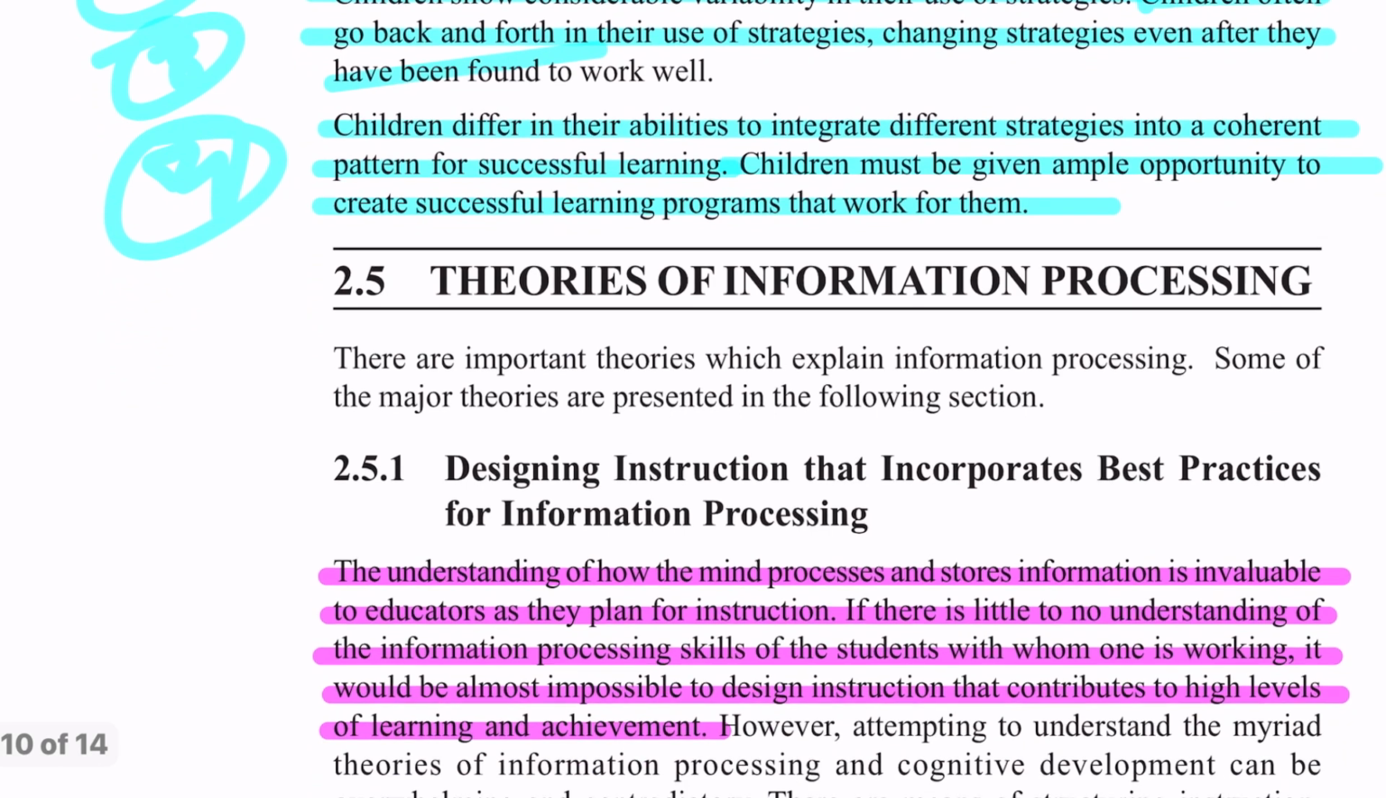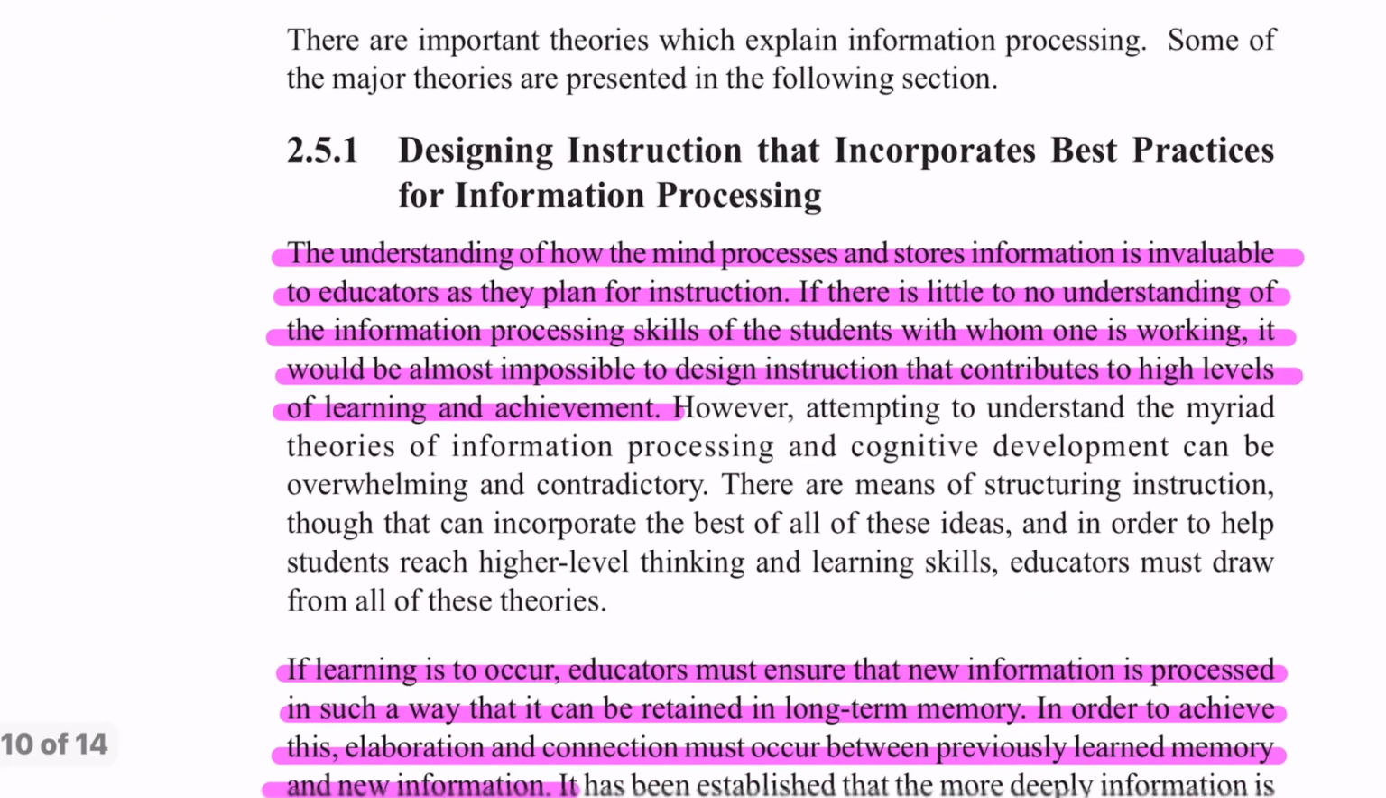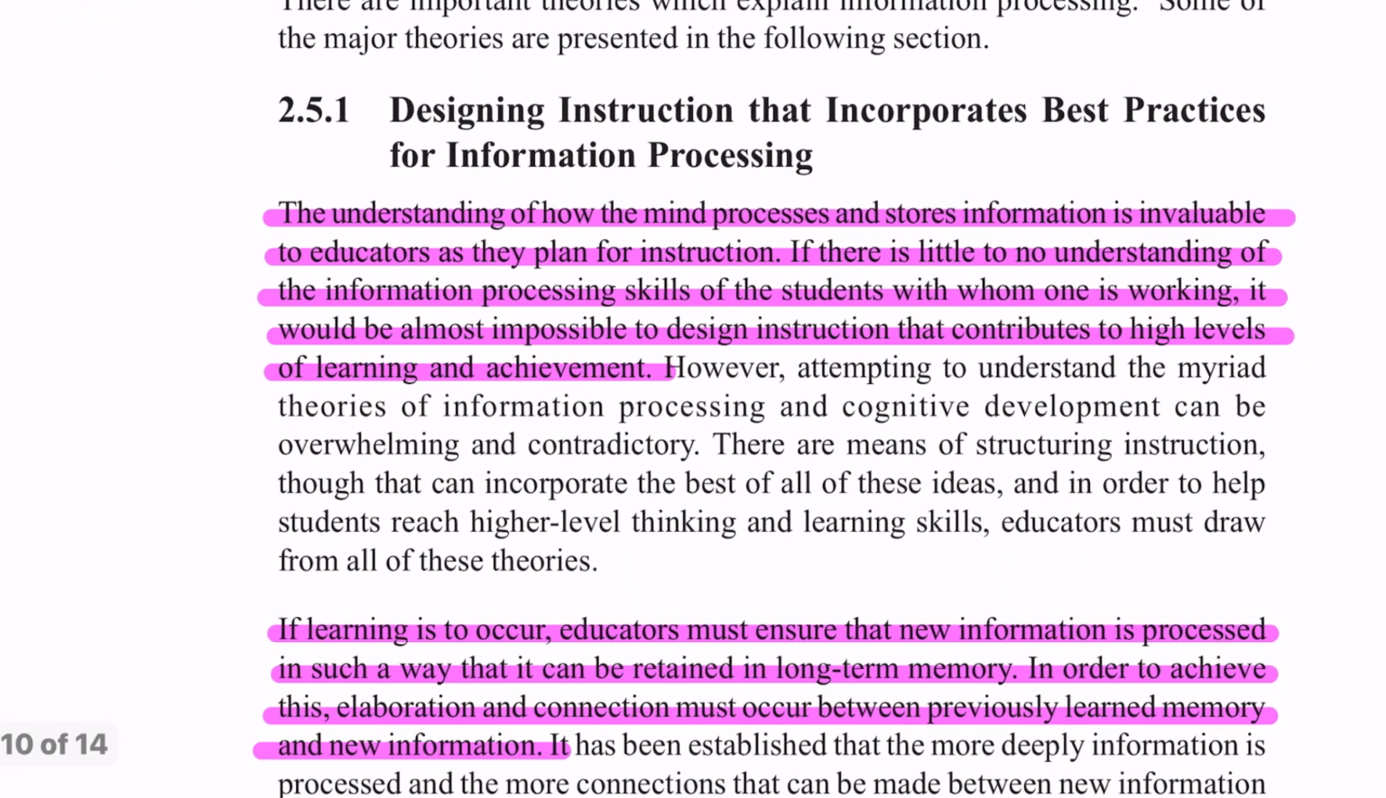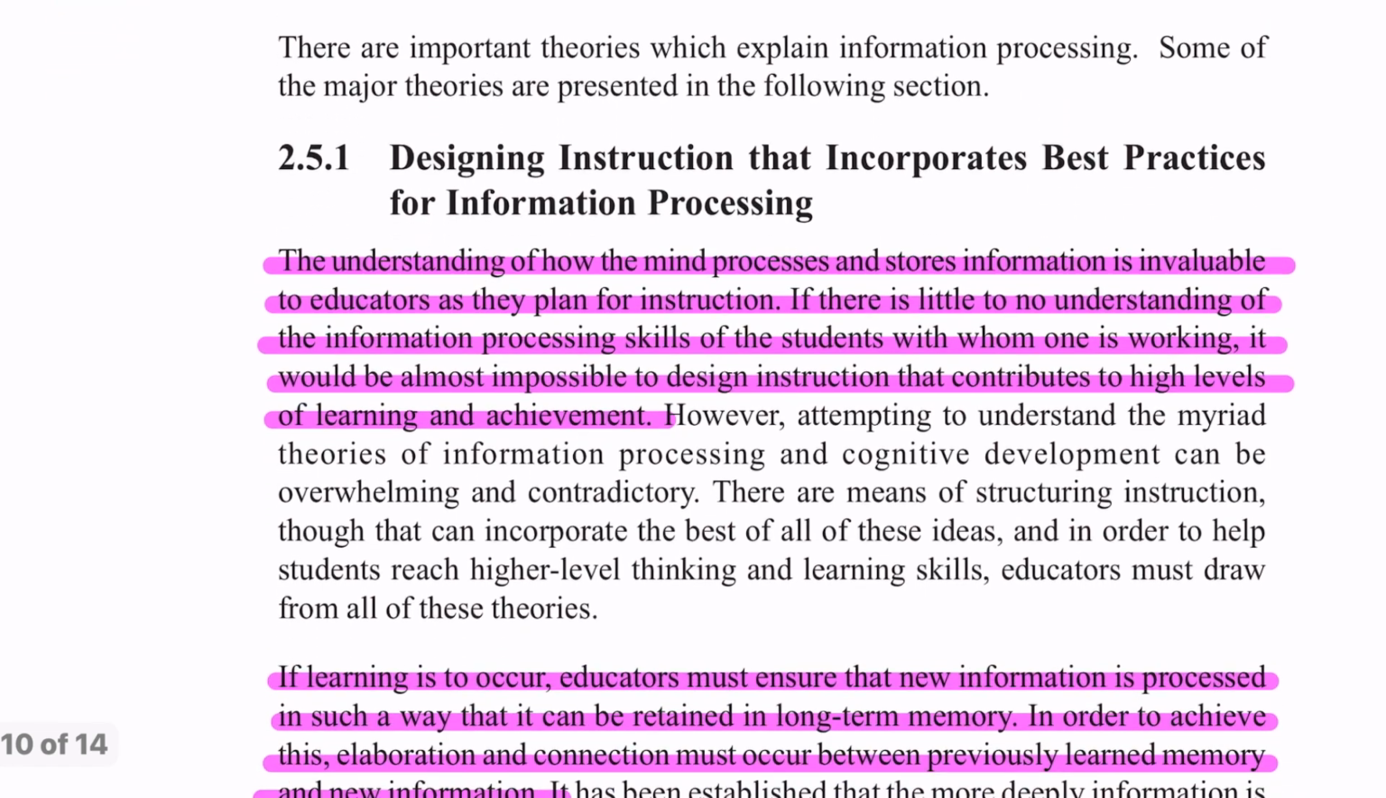Children differ in their abilities to integrate different strategies. This is the fourth one: abilities to integrate different strategies into a coherent pattern of successful learning. So each child is different. They differ in how they use different strategies for successful learning. So there may be some individual differences, right?